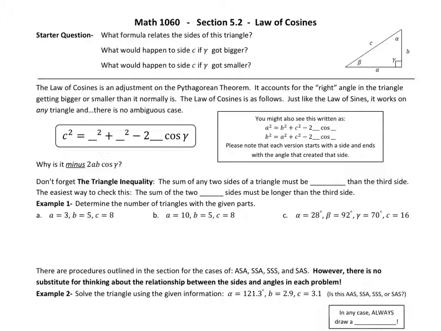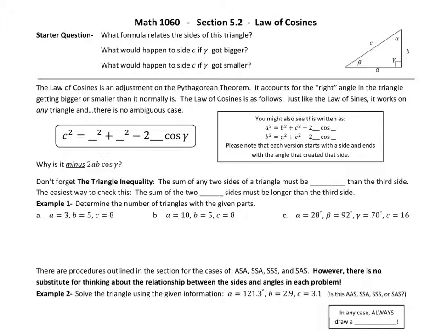Now what would happen to side C if gamma got bigger? C would get bigger, right? Because the bigger the angle, the bigger the side it cuts. And then what would happen to side C if gamma got smaller? It would get smaller as well. All right, that should be pretty intuitive.